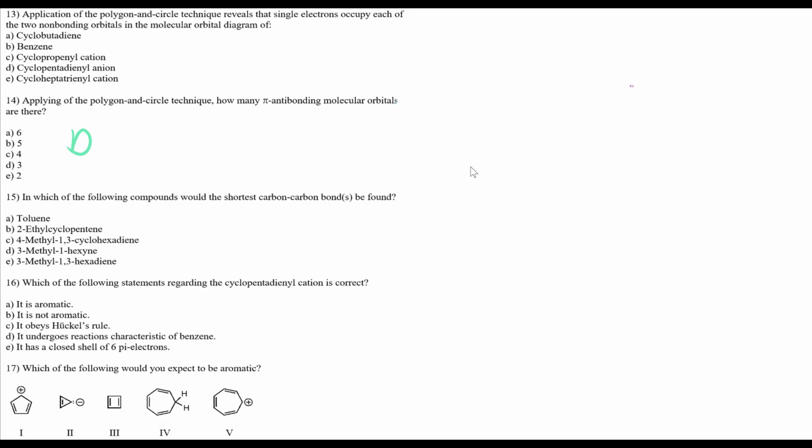So now back to number 13. Application of the polygon and circles technique shows that single electrons occupy each of the two non-bonding orbitals in the molecular orbital diagram of what? Well, that's a lot. It's kind of like word soup. I don't like that. Let's kind of dissect it. So first is asking us to do the circle method, okay? And it tells us that there's one electron in the top platforms, okay? So you remember the non-bonding platforms for the previous question? Well, there's only one electron in each platform, so it looks like this.